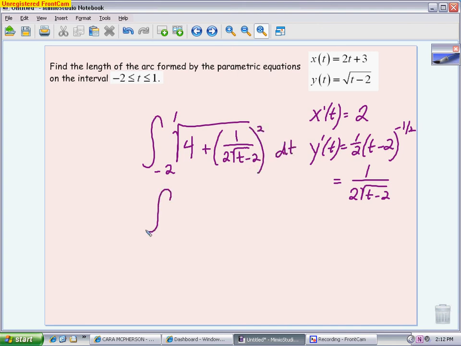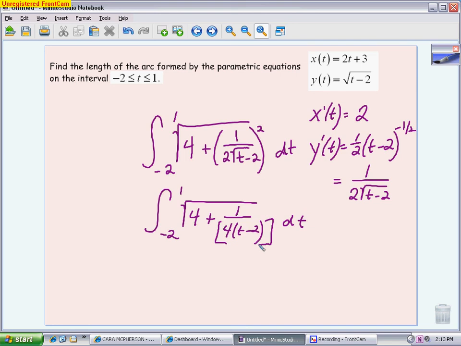I'm going to square that out, but then after that I'm going to go to my calculator. So I have the square root of 4 plus, when I square this out, I get 1 over 4 times the quantity t minus 2, or you could distribute that through and say 4t minus 8. At this point, I'm going to my calculator. I'm going to use the FNINT button. I'm going to make sure that I use parentheses around this denominator, whether you have it multiplied out or left in this form. Either way, you have to have that denominator in parentheses.